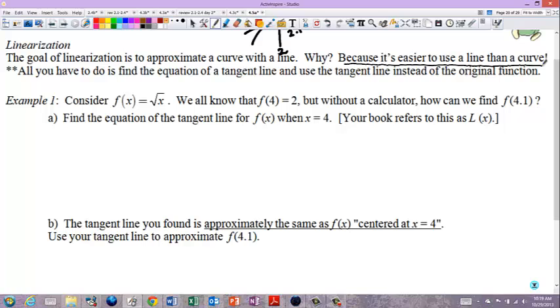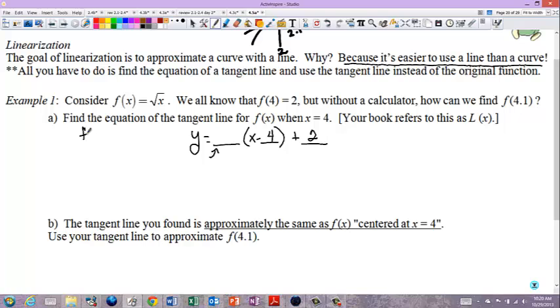Alright, it says consider f of x equals the square root of x. We all know that f of 4 equals 2, but without a calculator, how can we find f of 4.1? So it says find the equation of the tangent line for f of x when x equals 4. Well, tangent line, y equals blank, x minus blank, plus blank. 4, 2, and then the slope, remember, is always just the derivative.